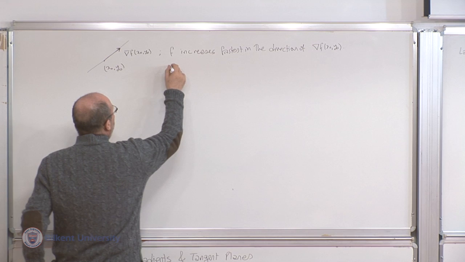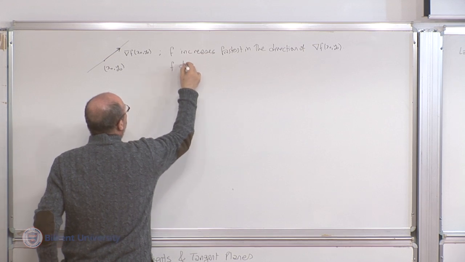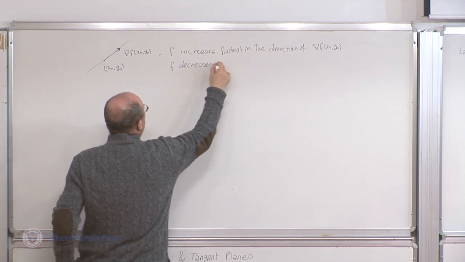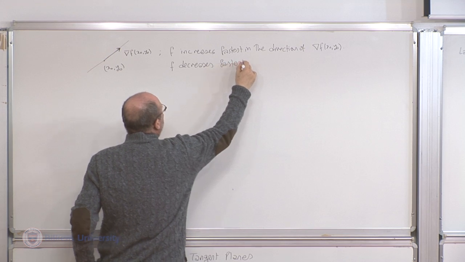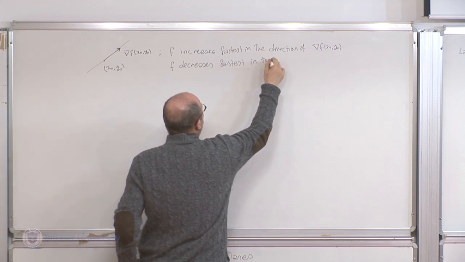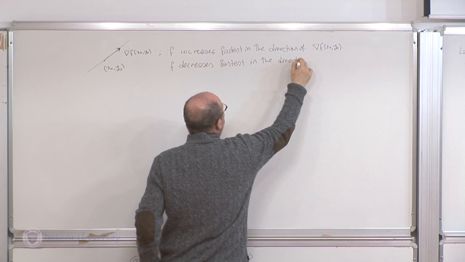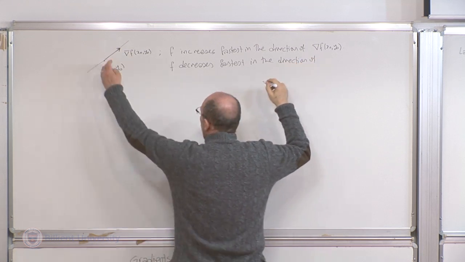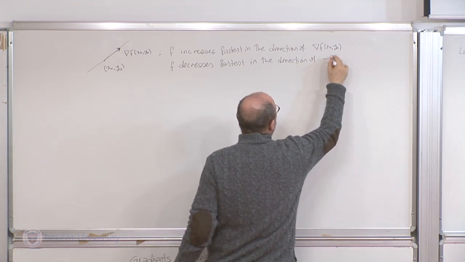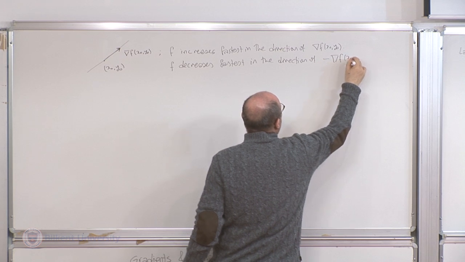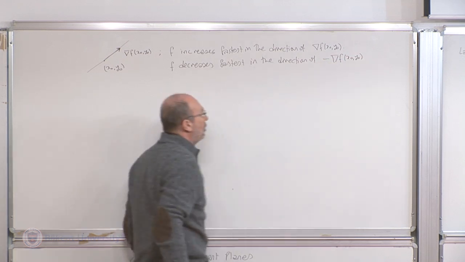And f decreases fastest in the opposite direction, so that is minus the gradient of f at that point.